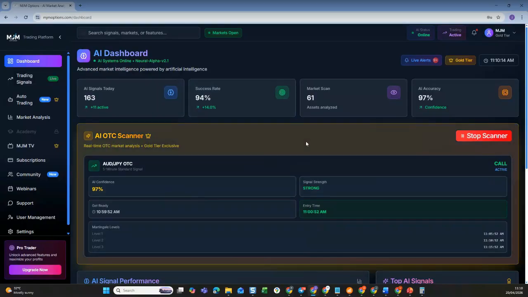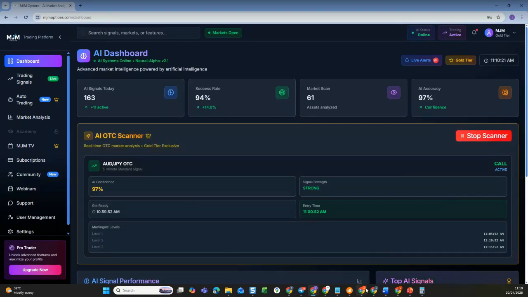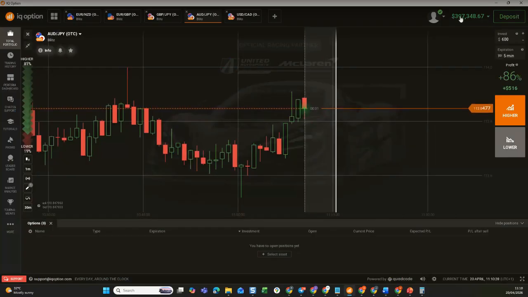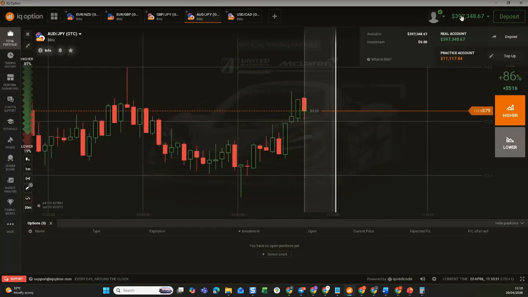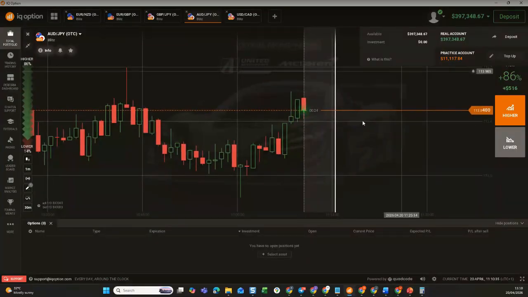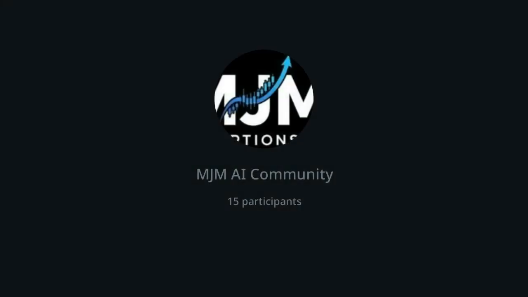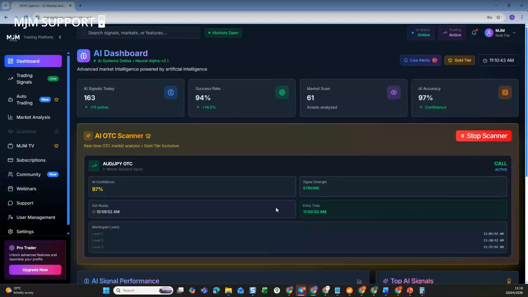Three simple steps. First step, register on mjmoptions.com. Send me the email you registered with. That is one. Second step is for you to register on IQ Options using our link. You go to your profile, you copy your user ID, send that to me. The next step is for you to go to your IQ Options wallet, fund it, get your account money like you're about to trade, and that will guarantee you access to the AI. You get access to the AI permanently. So make sure that you message me to get started immediately.